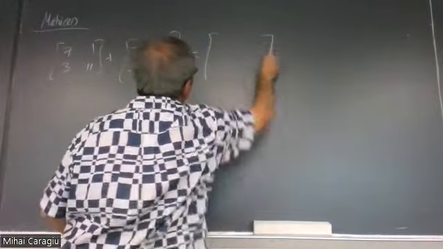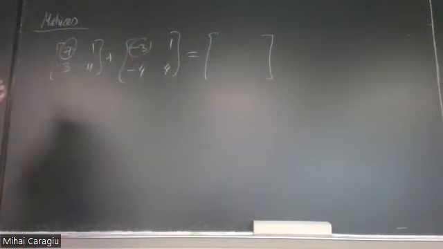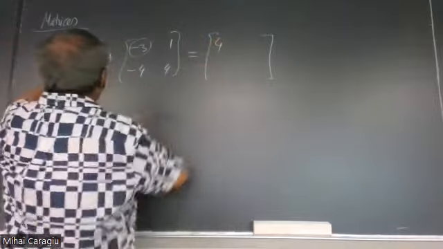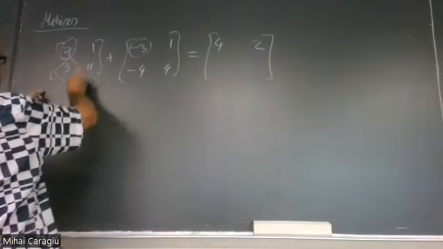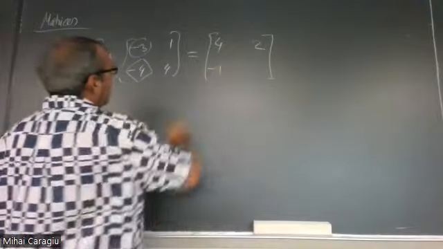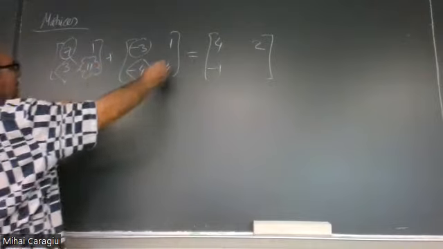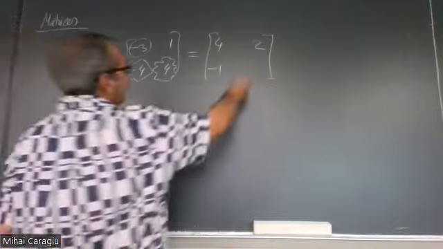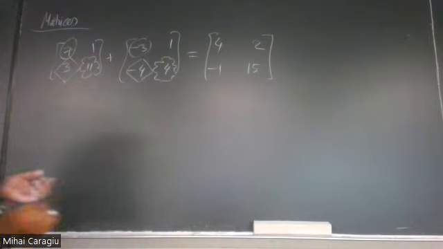So what do we get here? Upper left plus upper left: 7 plus minus 3 is 4. Upper right plus upper right, we get a 2. Lower left plus lower left, add them together: 3 plus minus 4 is minus 1. And then lower right plus lower right: 11 plus 4 is 15. This is how to add matrices. So that is matrix addition.